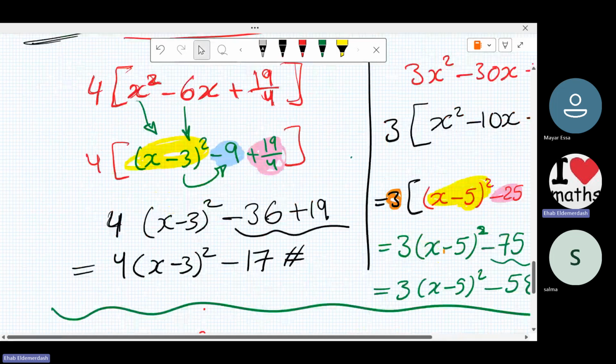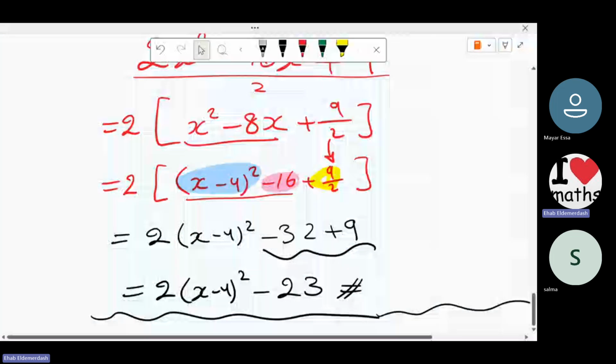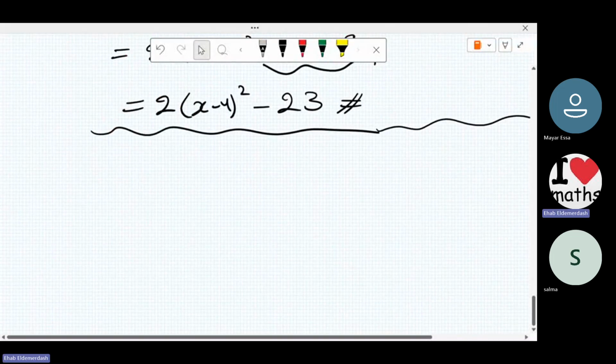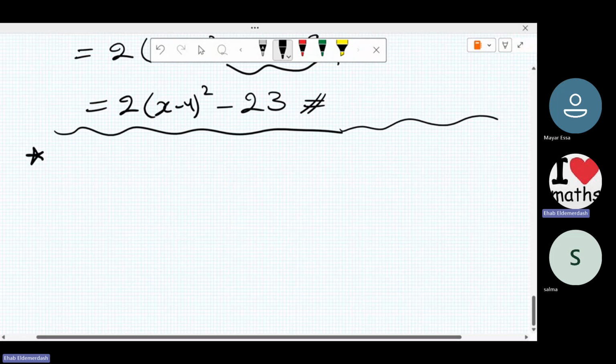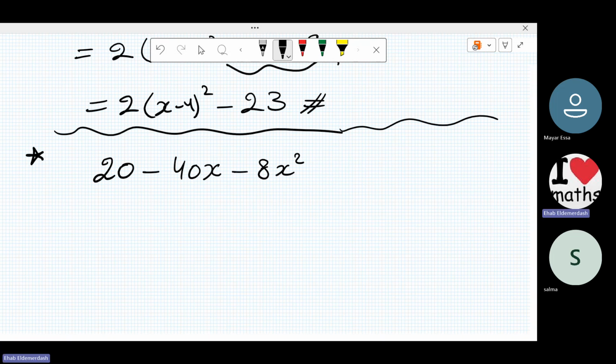Type 4, which is the last type of this part, you just need to make one more step. For example, I'll give you the question as 20 minus 40x minus 8x squared. So what's the story here? This expression comes to us not in the right order. They wrote this expression for us.